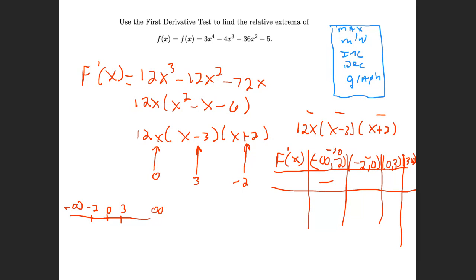Here, I'm going to take negative 1. So 12 times negative 1 is negative. Negative 1 minus 3 is negative. Negative 1 plus 2 is positive. So I have a negative times positive, which is positive. Then between 0 and 3, let's take 2. 12 times 2 is positive. 2 minus 3 is negative. 2 plus 2 is positive. So I've got positive, negative, positive, which is negative. And then I'm going to take 10. That's positive, positive, positive. So now I have decreasing, increasing, decreasing, increasing.